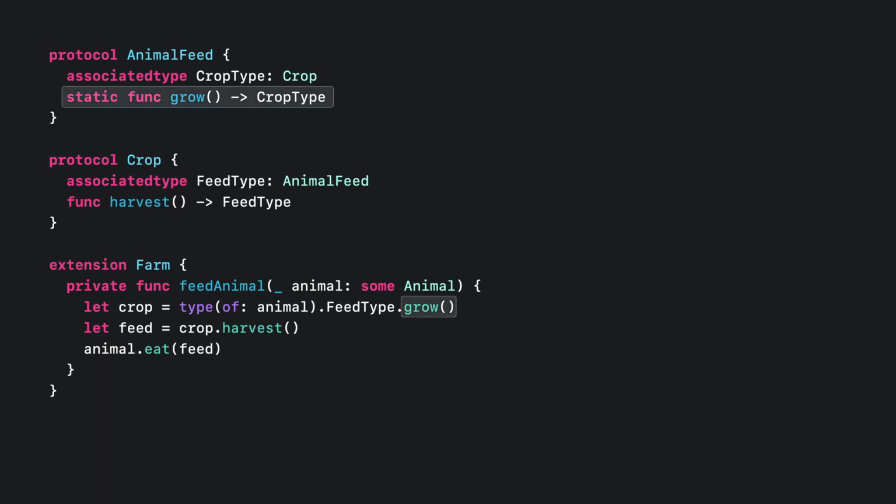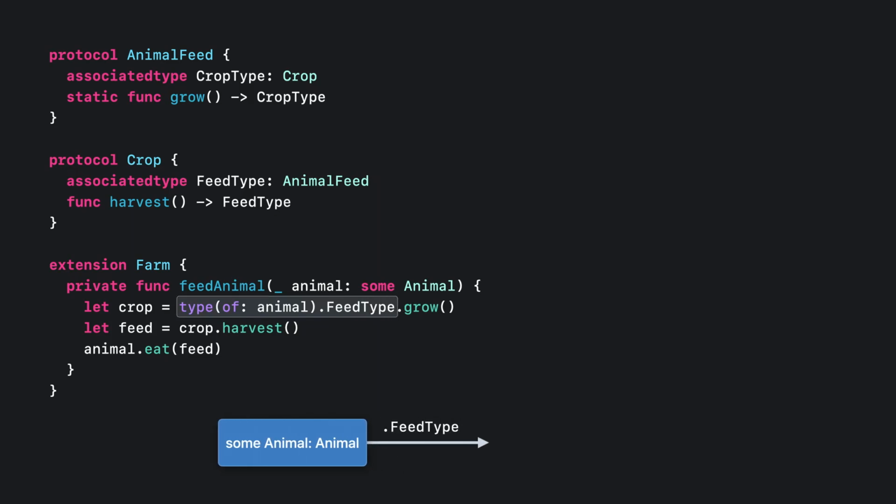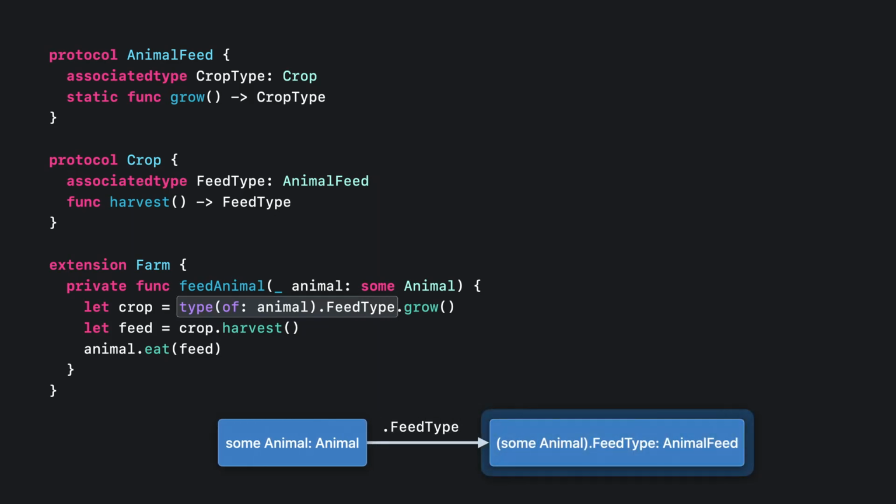Let's see if these protocols correctly model the relationship between our concrete types. Recall that before we can feed an animal, we need to grow the crop that is then processed into the correct type of animal feed. Grow is a static method in the AnimalFeed protocol, which means it must be called directly on a type conforming to AnimalFeed and not on a specific value whose type conforms to AnimalFeed. We need to write down the name of a type conforming to AnimalFeed, but all we have is a specific value of some type conforming to Animal, a different protocol. Well, we can get the type of this value, which we know is some type conforming to Animal, and Animal has an associated Feed type which conforms to AnimalFeed.